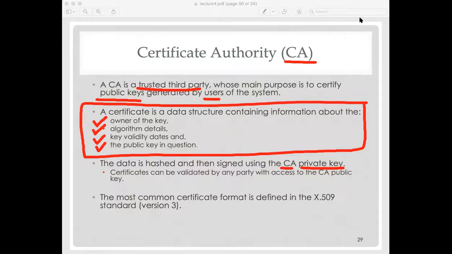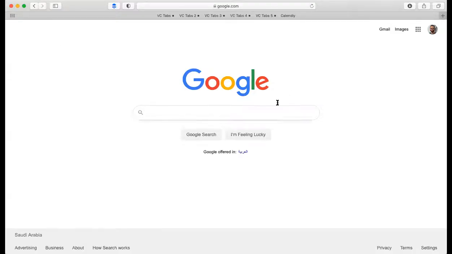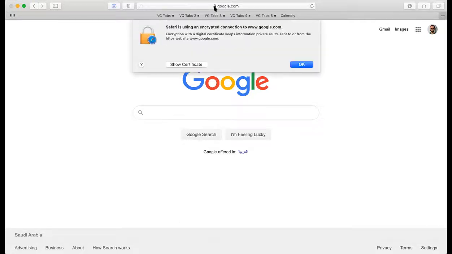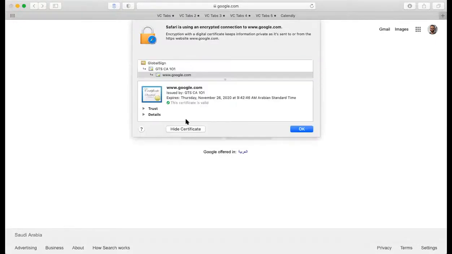Let's take an example. I'll stop sharing the screen, and I will share another screen. So let's take the example of Google.com. You go to Google, and you notice this lock tells you Safari is using an encrypted connection to Google.com. Show the certificate. So we show the certificate.